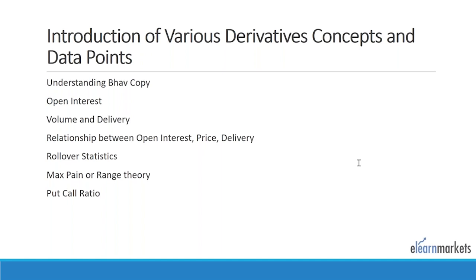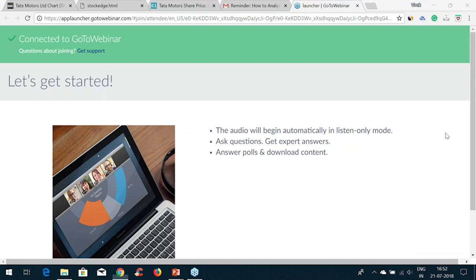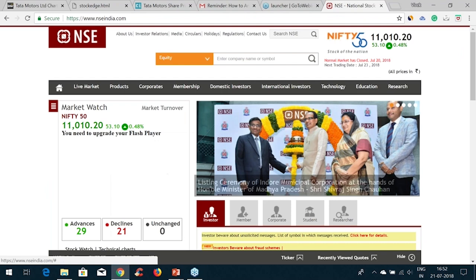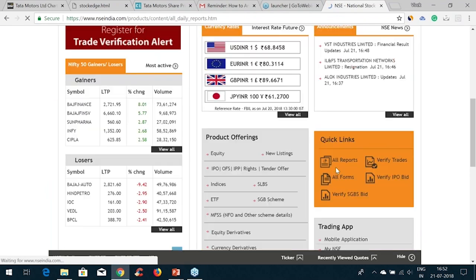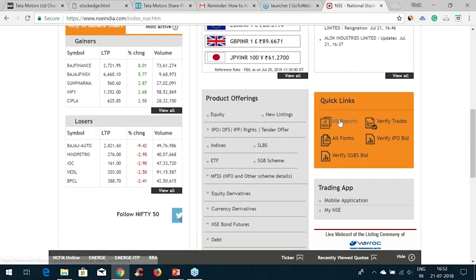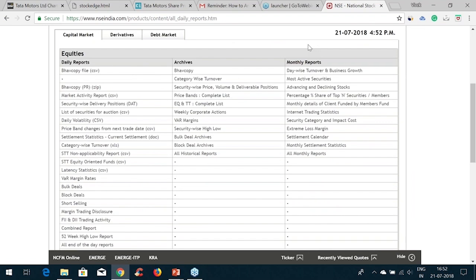So let's try to find out what a Bhav copy is, and let us try to decode its structure. How do you get a Bhav copy? Let me take you to the website nseindia.com. On nseindia.com, you have all reports. Once you go to the home page, there is something called All Reports. In All Reports, we have various kinds of data available for your analytics purposes.